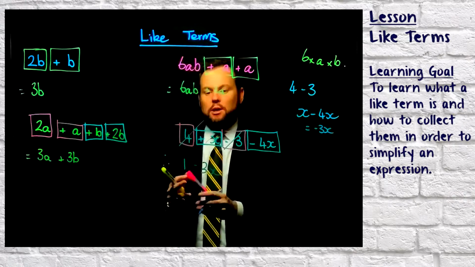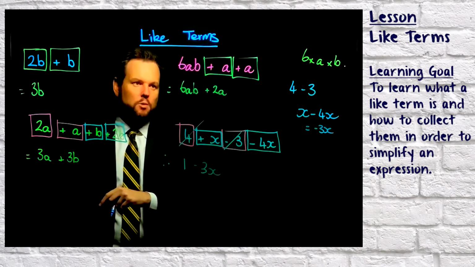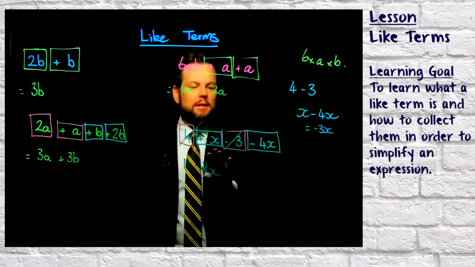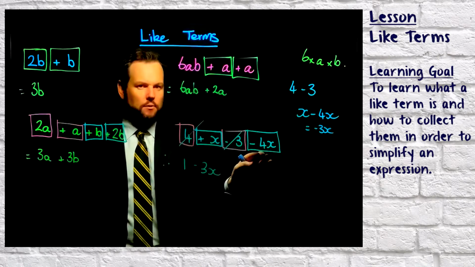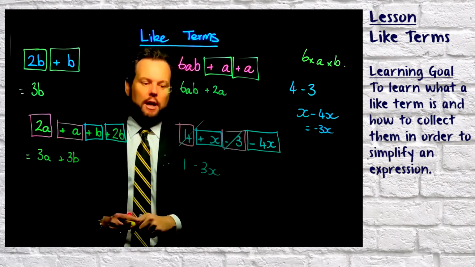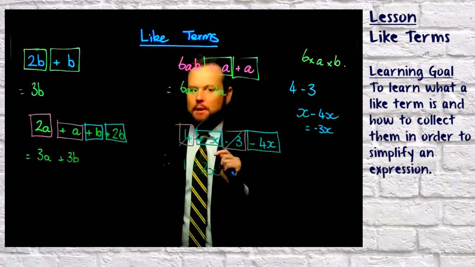So sometimes when you collect terms, you can end up with a subtraction in it as well. All of these, we were just adding them together. It's happy days. But these ones here, we've got plus x and minus 4x. When we put those two together, we're going to end up with minus 3x, okay? So 1 take 3x, okay?